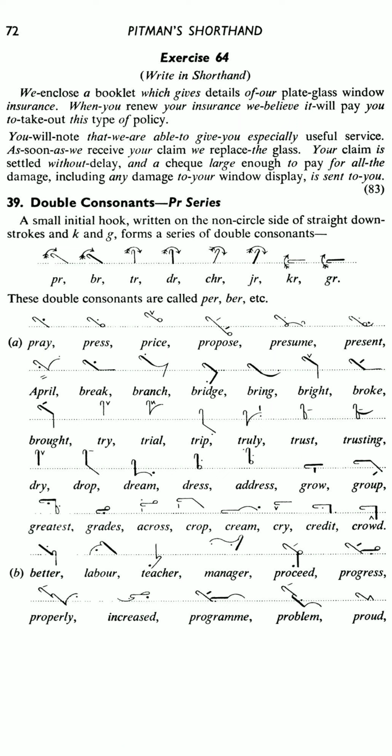और PL series में सर्कल जिस मोशन से हम जिस साइड से हम बनाते हैं वो बताया गया था कि PL सीरीज उसी साइड से बनती हैं. बट इन PR सीरीज नॉन सर्कल साइड इज यूज्ड in straight down strokes and K and G. Okay, clear है? The sound of R with P, B, T, D, Ch, J, K, G are written as per. A small hook on the non-circle side of straight strokes and K and G.